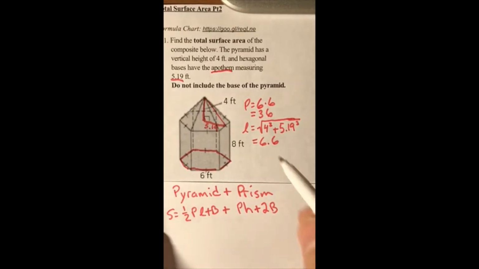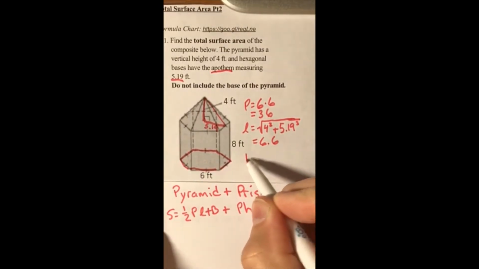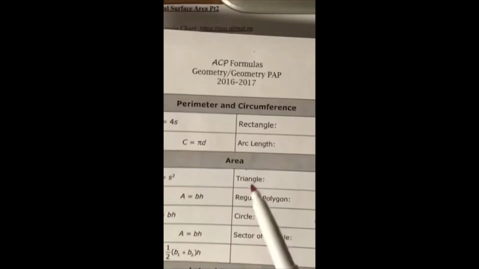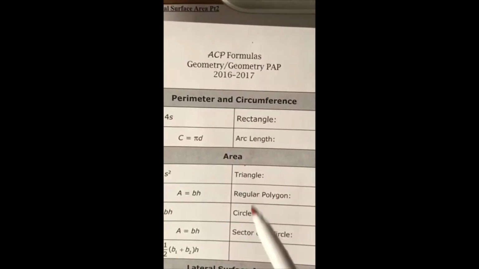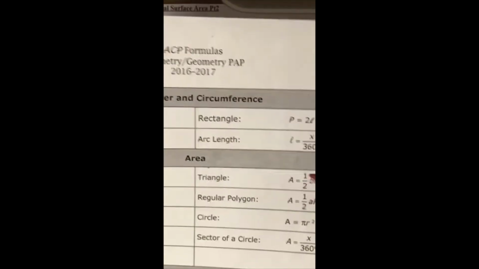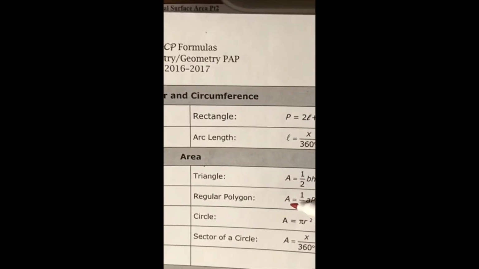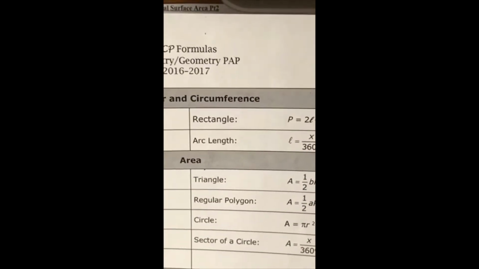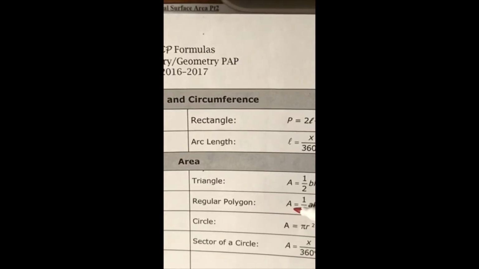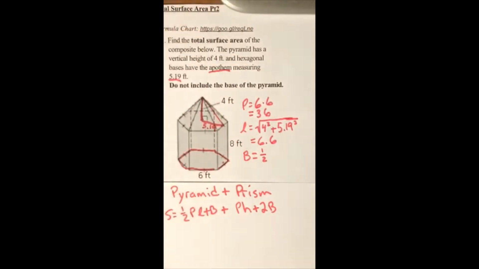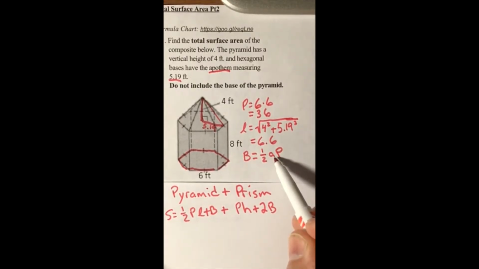Okay, capital B, that means area of the base. I understand that capital B means area of the base, so we want to go right here to area. And in area, we want to look for a regular polygon. So capital B will be in place of A. Capital B is for all of these figures. So capital B now is 1/2 A P. Now the A stands for apothem.